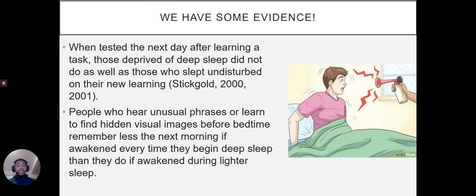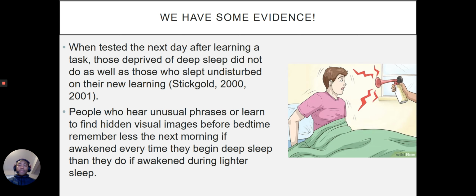So we actually have some evidence to support this theory. When tested the next day after learning a task, people who were deprived of deep sleep did not do as well as those who slept undisturbed on the things that they had learned. They taught everyone the same thing, but then they chose to disturb some people's deep sleep and let others sleep. What they found was that the people who were able to sleep fully remembered that learning much better, at a higher rate, than the people whose sleep was interrupted.